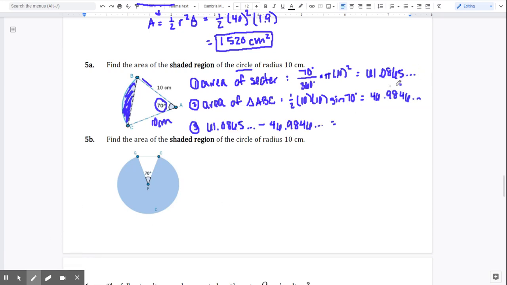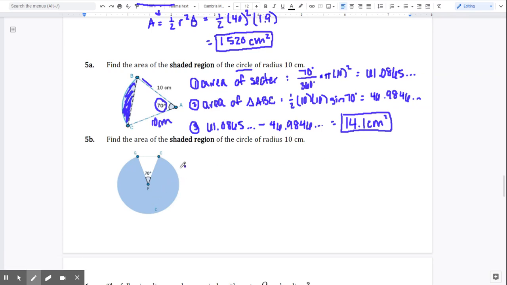All right, so my area of the sector, after going to my calculator, I'm getting around 61. In my area of the triangle, I'm getting around 46.98. So if I'm trying to find just that small shaded section, I'm subtracting the two, the area of the bigger one minus the area of the smaller one, and I'm getting 3 sig figs now, 14.1 squared centimeters. Again, do not round until the very end. Wait until that very last step before you round to 3 sig figs.